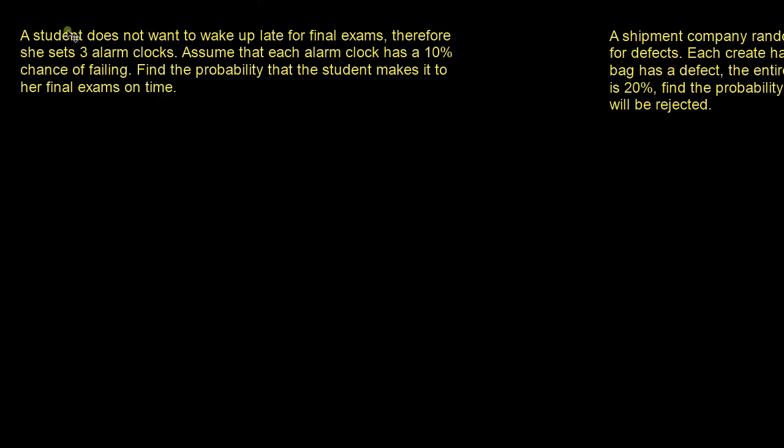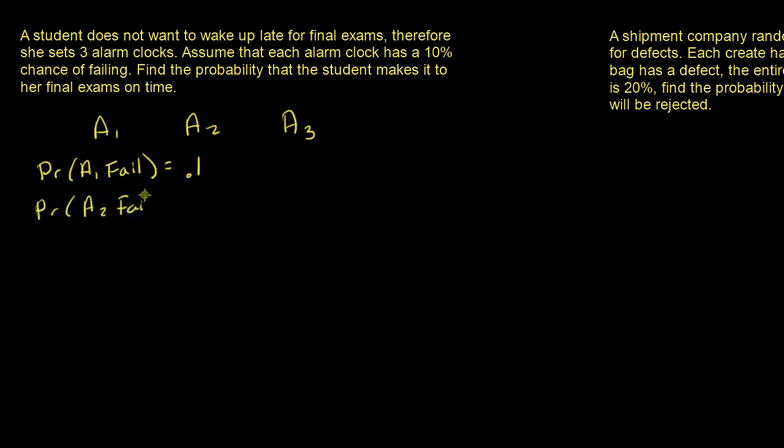Okay, so we have alarm 1, we have alarm 2, and we have alarm 3. And the probability that the first alarm fails, so I'm going to say alarm 1 fails, is 0.1. Same thing for the probability that alarm 2 fails, and same for the probability that alarm 3 fails.